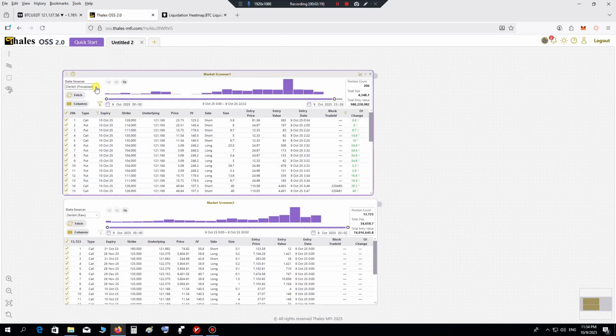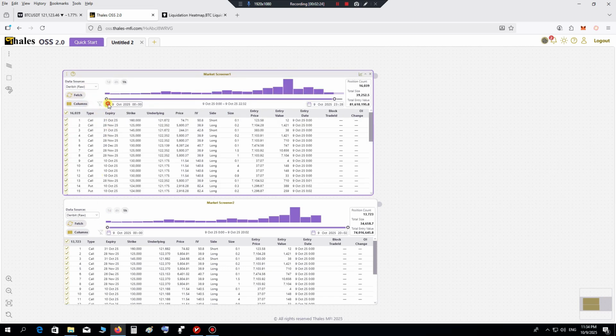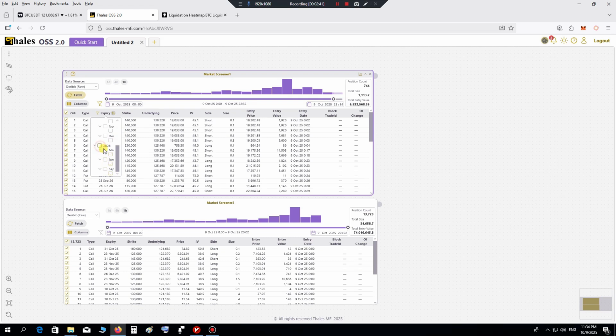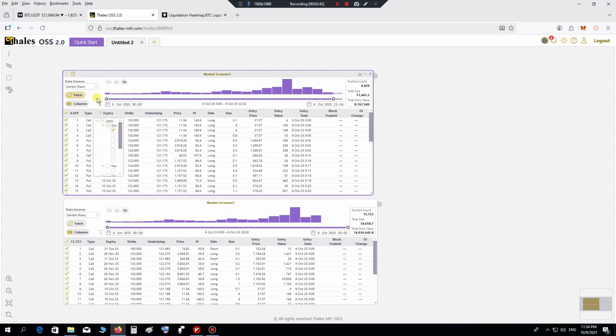I'm setting the database to the raw database. I'm filtering today's trades up to this very moment, the options trades that have actually been executed. I am setting the expiry date for this to tomorrow, the 10th of the month, and I'm refreshing it.